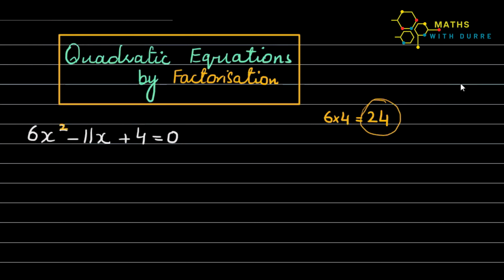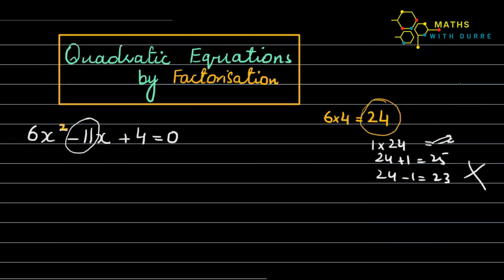Okay. 24. 1 times 24 is giving me what? If I'm adding both of them, 24 plus 1 is giving me 25. And 24 minus 1 will give me 23. So it's not the middle term, because the middle term is minus 11. It's not only 11. You need to consider the sign also, right?